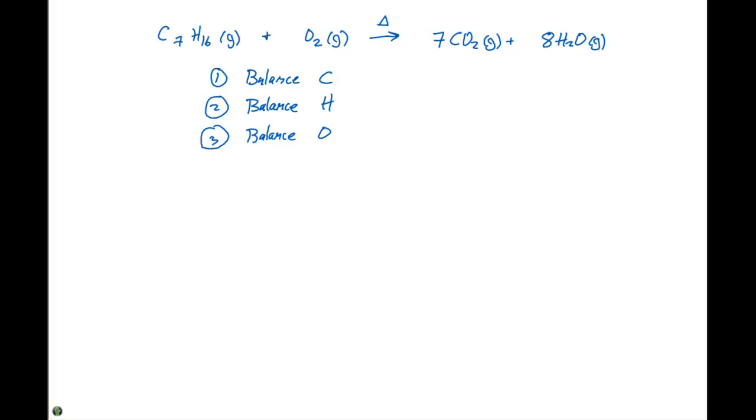Now we need to count up our oxygens. We have 7 times 2, or 14, plus 8 times 1, or 8. And 14 and 8 is going to be 22. So in order to get 22 oxygens on the left, we need to put an 11 in front of the oxygen gas. This is going to give you a way to look at these combustion reactions and figure out the best way to balance them, because remember, balancing chemical equations is very important for everything else that we're going to study involving calculations around this topic.